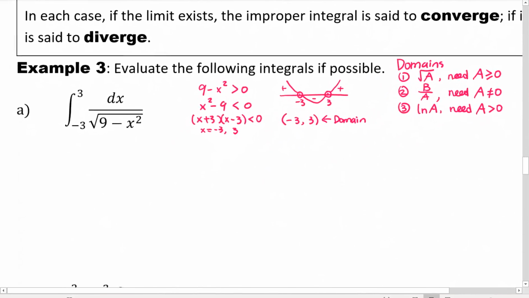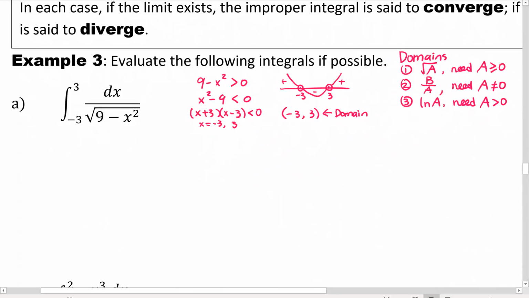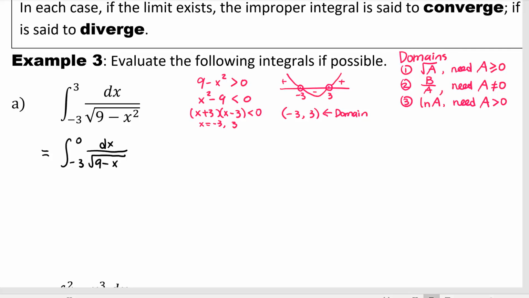Okay, first of all, we know that negative 3 and 3 are the improper values. So this is like case 3. We want to split into 2 intervals because 0 is within the interval from minus 3 to 3. So let's cut it in half: from negative 3 to 0 and from 0 to 3.